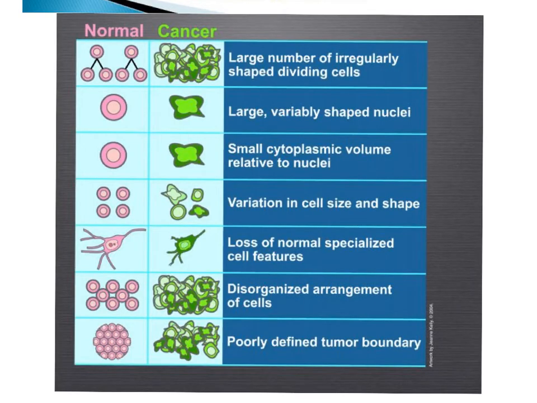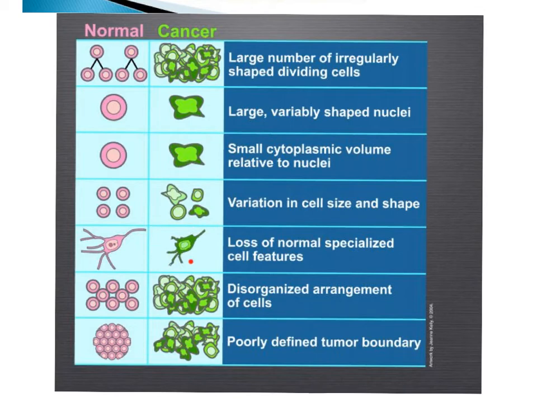Here's another slide that breaks it down a little bit further. So we've already talked about how there's a large number of cells. Well, the nuclei is strangely shaped. We've mentioned that there's less cytoplasm. The cells themselves vary more frequently. So when we have our normal cells, they're fairly predictable in how they'll look. Cancer cells are a little bit more erratic.